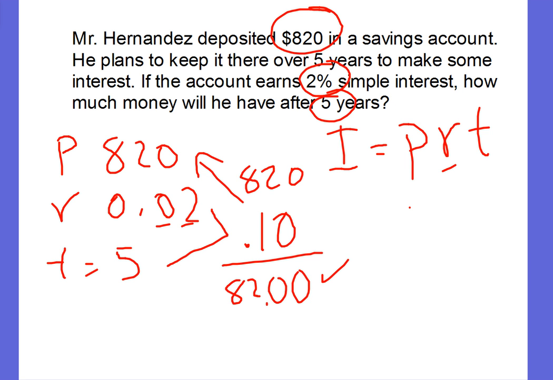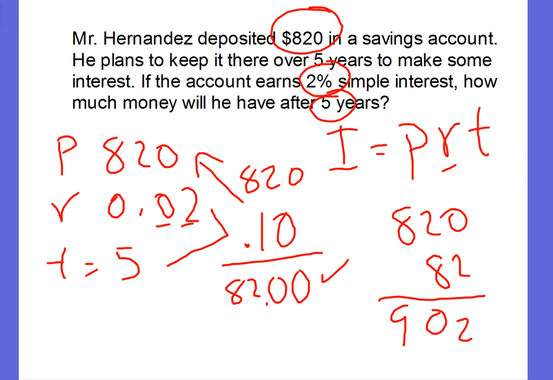So the 820 that he put in the bank is still there, and we're gonna add the 82 that he made from interest. So that's 902. At the end of 5 years, he would not just have 820. He would have the 820 plus the 82, which makes it 902. I hope, like I said, please rewind it if you need to watch it again.